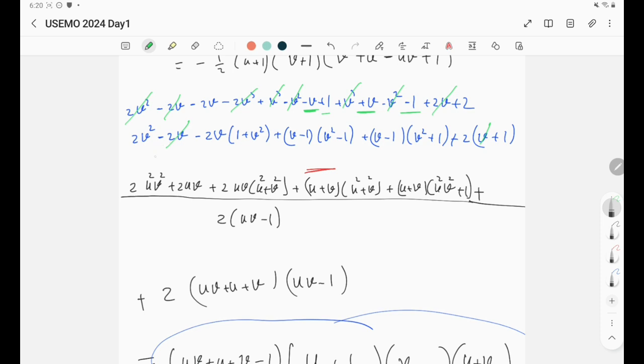Okay, is this correct, or did we screw up somewhere? This thing is correct, this is correct, minus 2v correct, v squared plus 1 correct, v minus 1 correct, v squared, yeah, here it should be plus, not minus. Do we have any other mistake? V minus 1 correct, v squared plus 1 correct, plus 2. Yeah, this thing we checked twice, so yeah, it works.